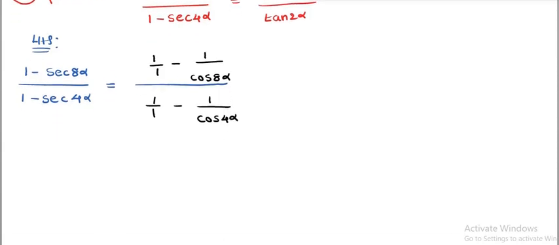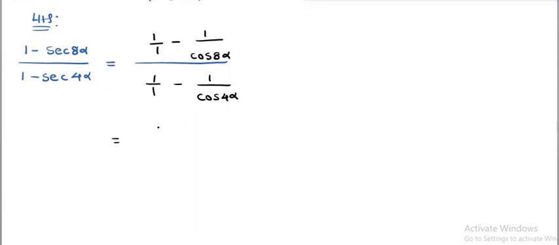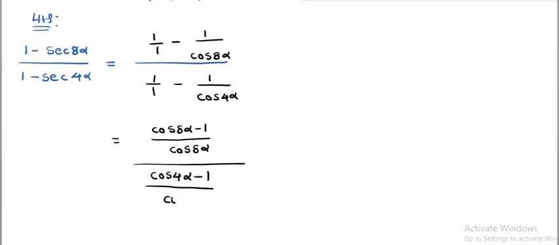So cross multiplication: (cos 8 alpha minus 1) by cos 8 alpha, divided by (cos 4 alpha minus 1) by cos 4 alpha. Taking the LCM in the numerator, cos 8 alpha, 1 into cos 8 alpha is cos 8 alpha, 1 into 1 is 1. Next the denominator LCM, 1 into cos 4 alpha is cos 4 alpha, minus 1 into 1, 1.